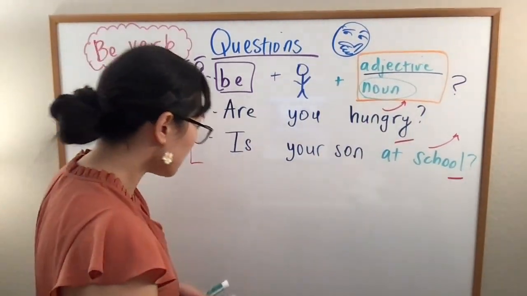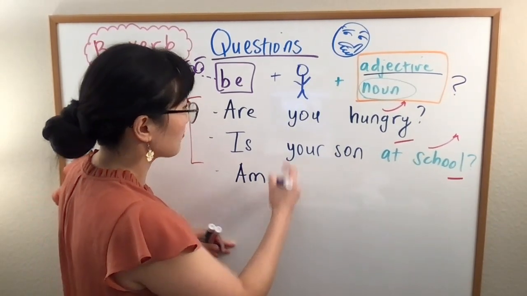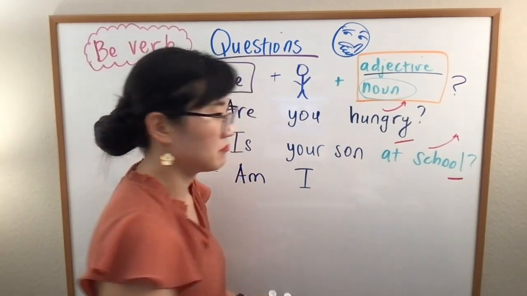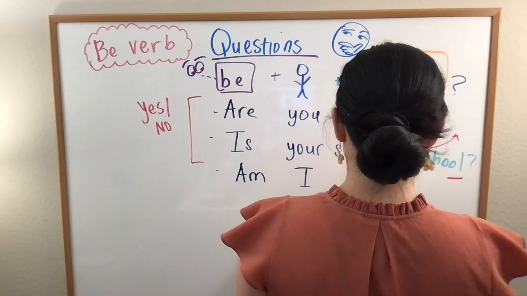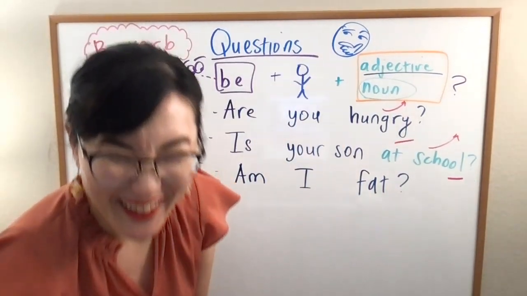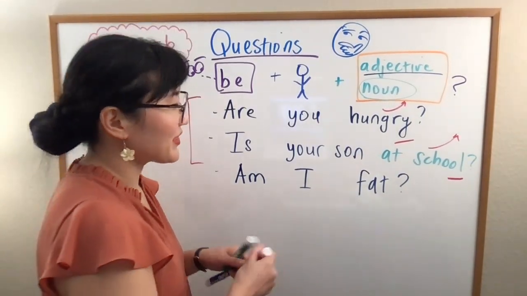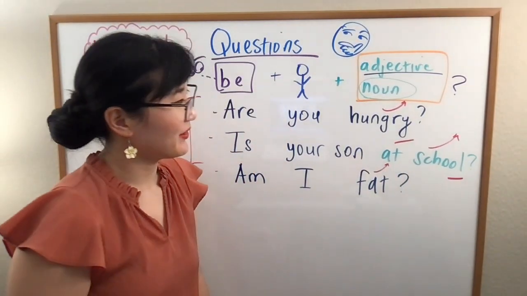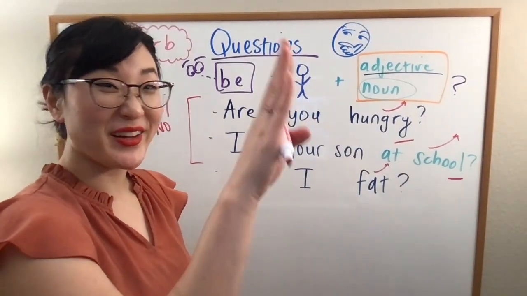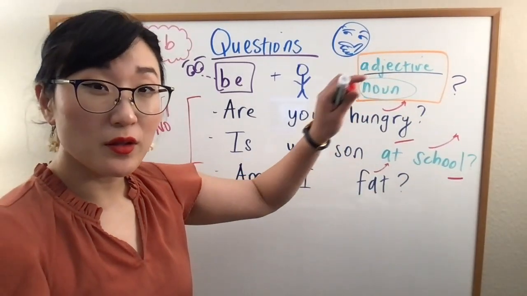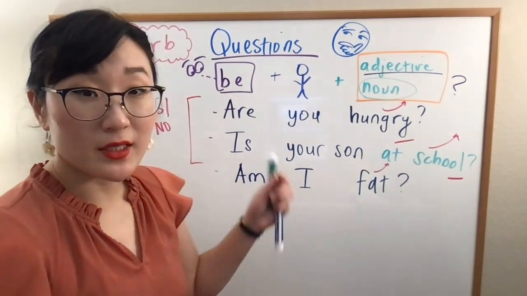Let's do another one with this be verb, am. Am I fat? Am I fat? Right? All of these are going to go up. Am I fat? Are you hungry? Are you angry? Is your son at school? Are your children at home? All of these are going to go up.